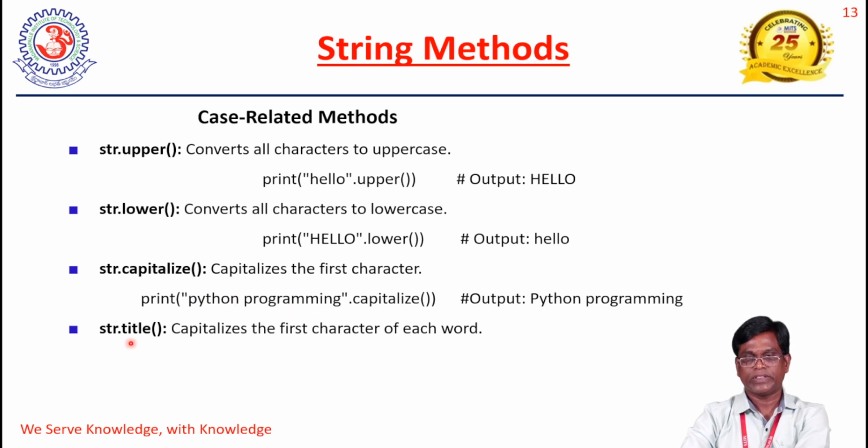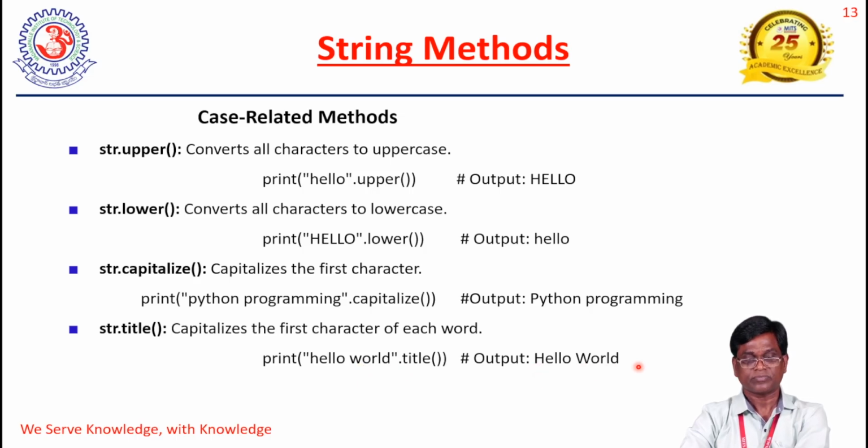Whereas if you go with title, in the given sentence or string, it will search for every word. In each word, it will consider the first character, and that character will be converted to uppercase. Let us see this example. "hello world".title. Two words are there: hello is one word, world is another word. So H is converted to uppercase, W is converted to uppercase. So these are some important case related methods.